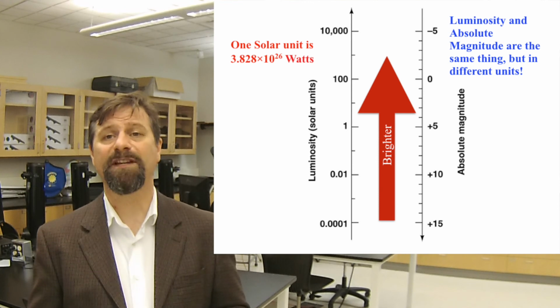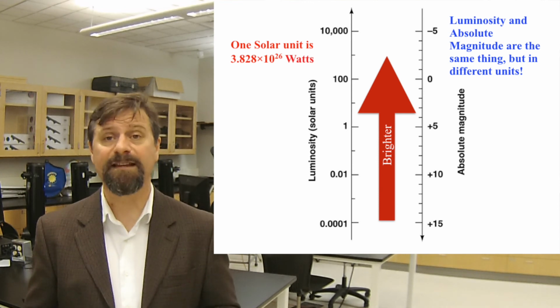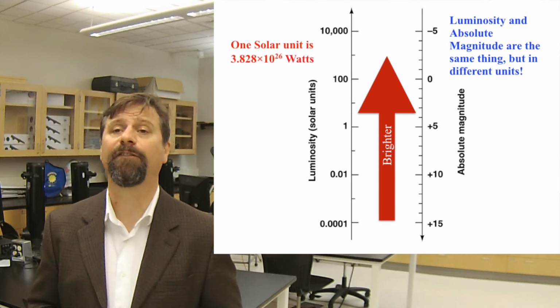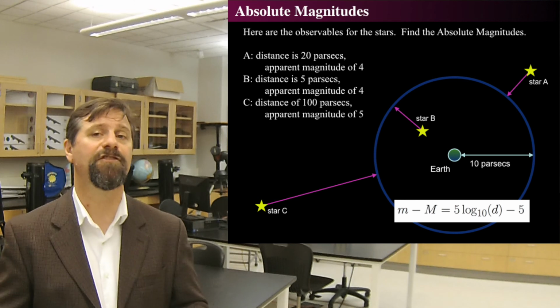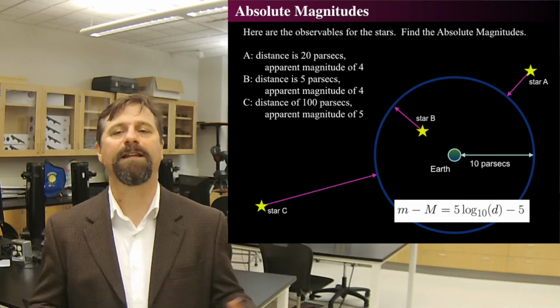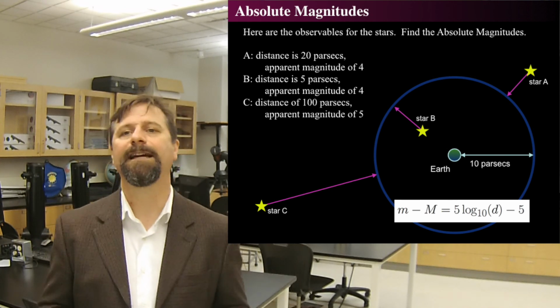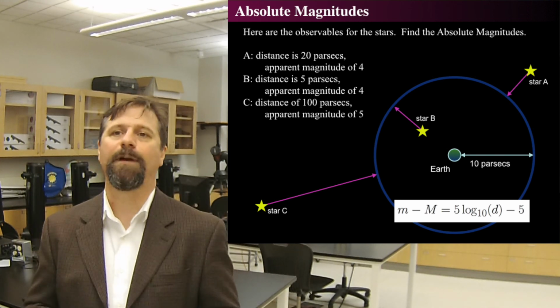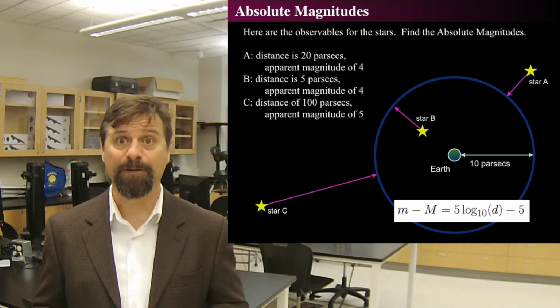So brightness then becomes luminosity as long as we know the distance. And the best thing we can get for distance is called parallax. So parallax gives us distances in parsecs, which is a geometric distance. So we can play lots of games and say, if something's 20 parsecs away and has an apparent magnitude of 4, what's the absolute magnitude? Or if it's 5 parsecs away with an apparent magnitude of 4, what's the absolute magnitude, et cetera. Lots of games you can play.